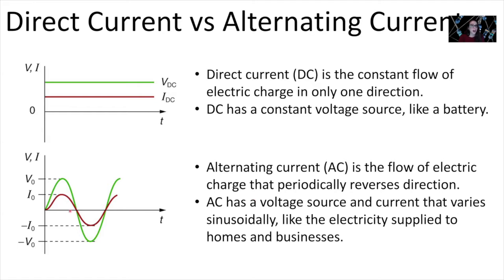So here's a plot of potential and current as a function of time if we have an AC, alternating current, source. AC has a voltage source and current that varies sinusoidally, like the electricity supplied to homes and businesses. So the electricity that's coming into our homes, the electricity in the power lines, that's all alternating current, where the voltage and the current fluctuate sinusoidally in time. We'll find out later that this is useful and important for us, especially when we think about magnetic fields.